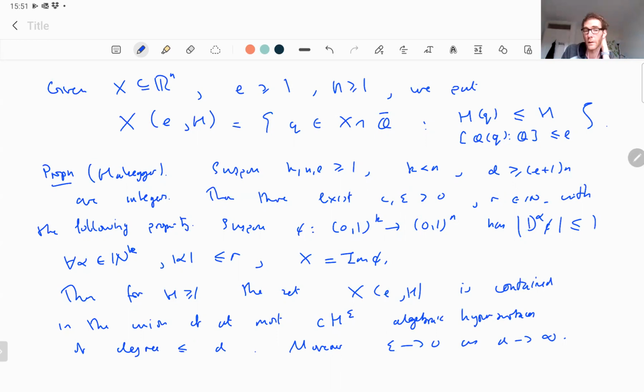And so next time, I'll sketch the proof of this. I'm not going to prove it in full detail because that would take too long. And also, there's no o-minimality in it. But I'll sketch parts of the proof. And then hopefully next time, or perhaps the time after, we'll finish the proof of Pila-Wilkie.